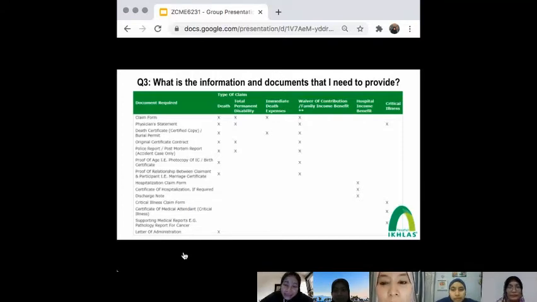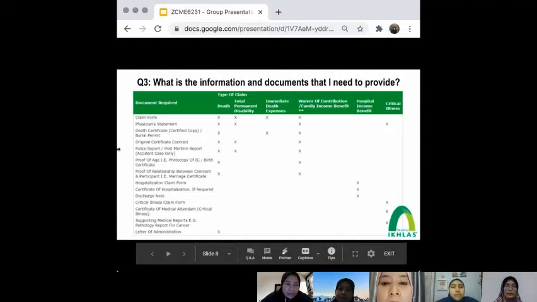Okay, my name is Nurul Amalina binti Muhammad Rosdi and I will be presenting question number 3. What is the information and documents that I need to provide for us to claim for Takaful IKHLAS Family Berhad? Under this, it depends on the type of claim that you are going to make.